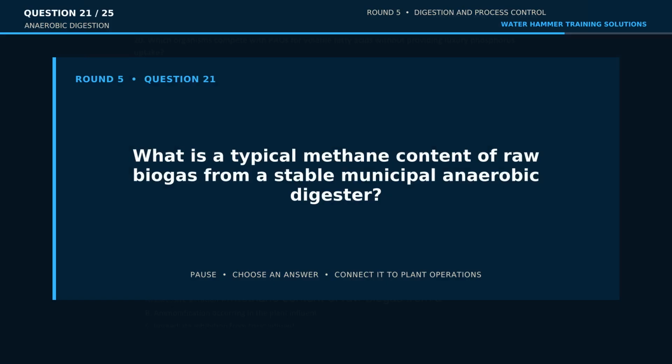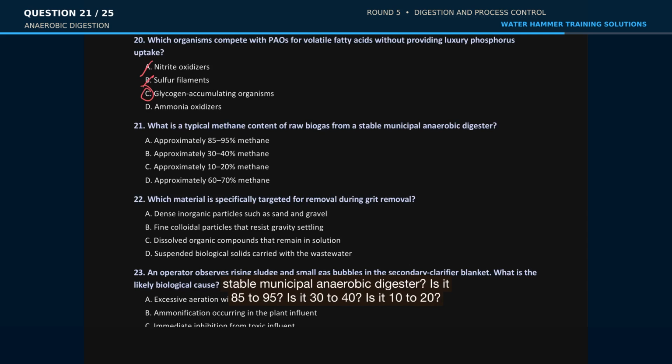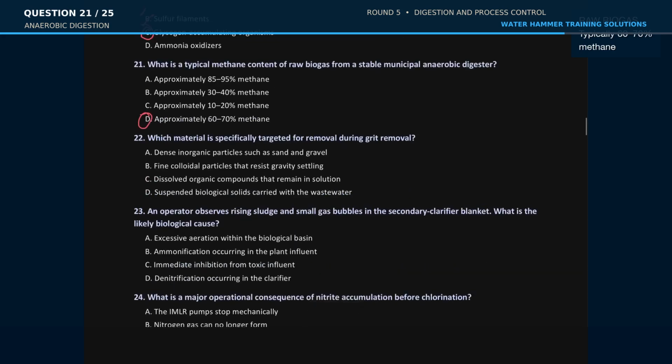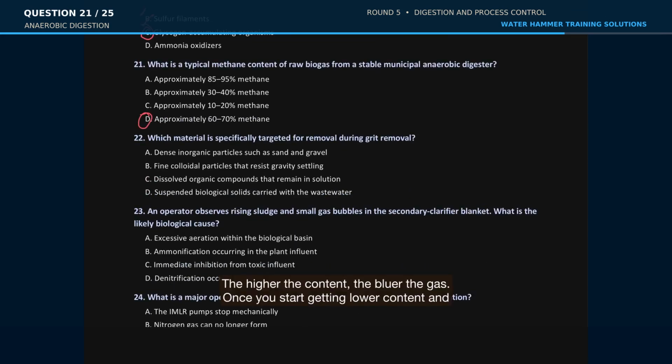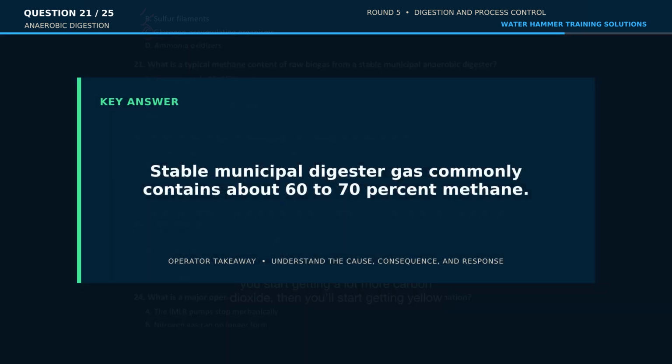All right, next, what is the typical methane content of raw biogas from a stable municipal anaerobic digester? Is it 85 to 95? Is it 30 to 40? Is it 10 to 20? Or is it 60 to 70? And the answer is D, 60 to 70%. The higher the content, the bluer the gas. Once you start getting lower content and a lot more carbon dioxide, then you'll start getting yellow gas, which is dirty gas.